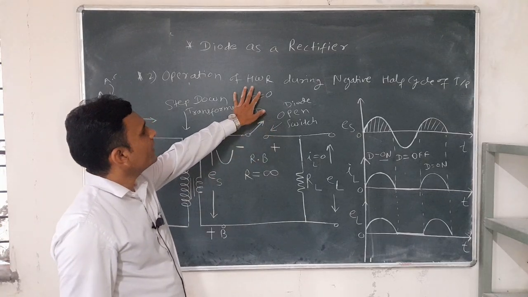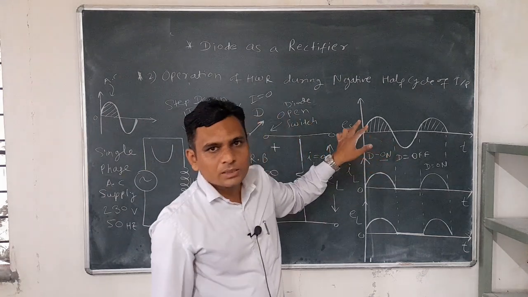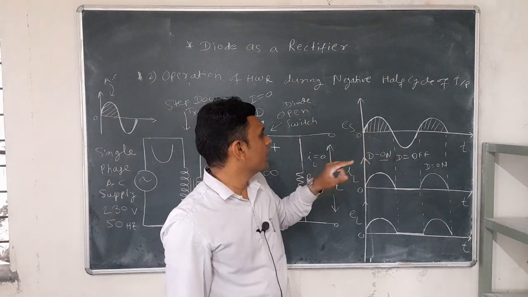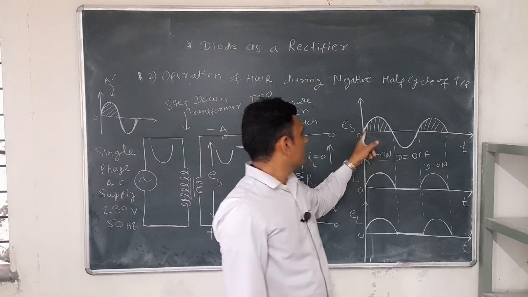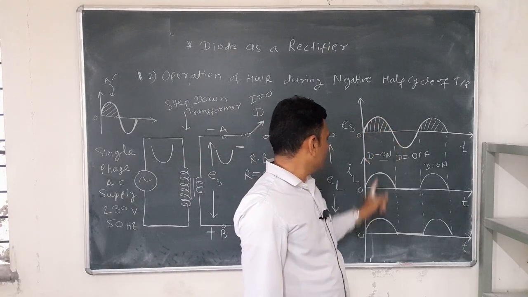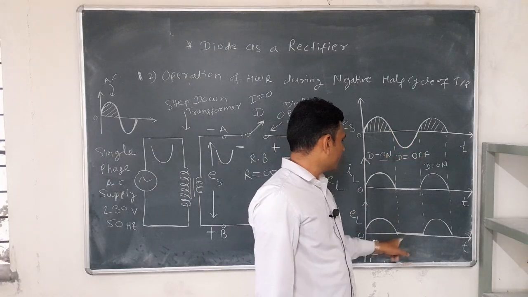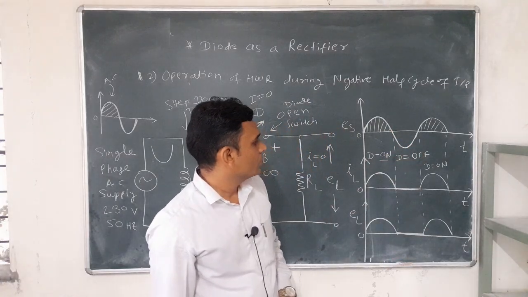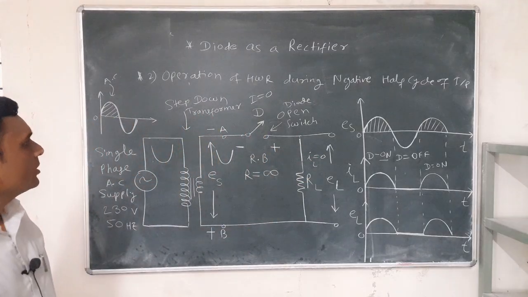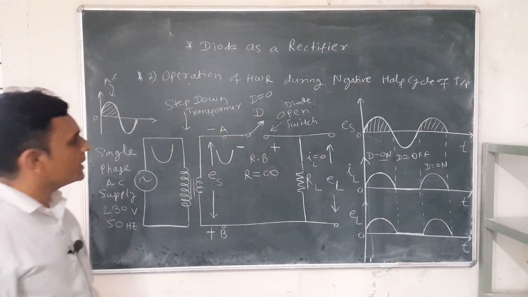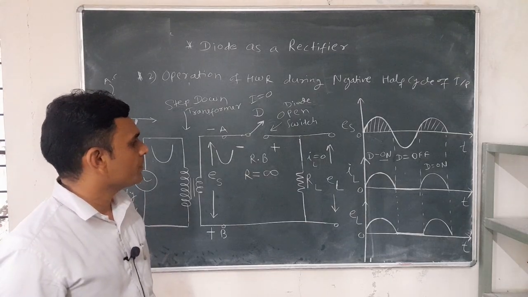This rectifier is called a half wave rectifier because it rectifies only half of the input AC signal, meaning only half cycle of the input AC signal is rectified. The output is available only during the positive half cycle, and in the negative half cycle the output is 0. Therefore, this rectifier is called a half wave rectifier. So this is all about the operation or working of this half wave rectifier.